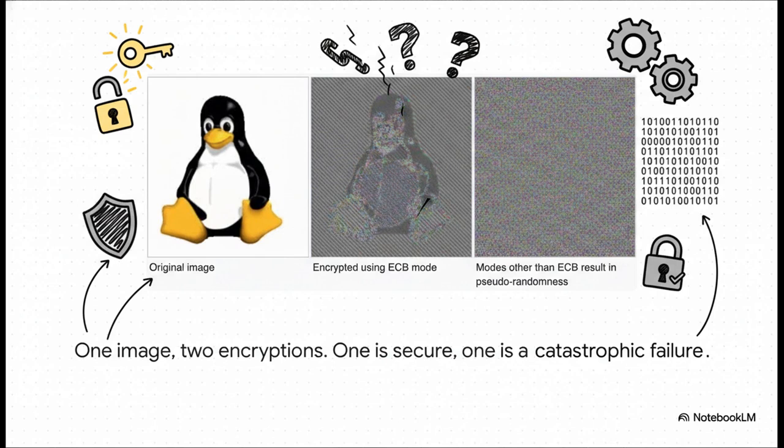Okay, so take a look at this. On the left, you've got a simple image of a penguin. No big deal. But in the middle and on the right, that's the same image after it's been encrypted. Here's the catch, though. One of those is a catastrophic failure that basically leaks the image's pattern, while the other is perfectly, totally secure. By the end of this, you're going to understand exactly why that is.